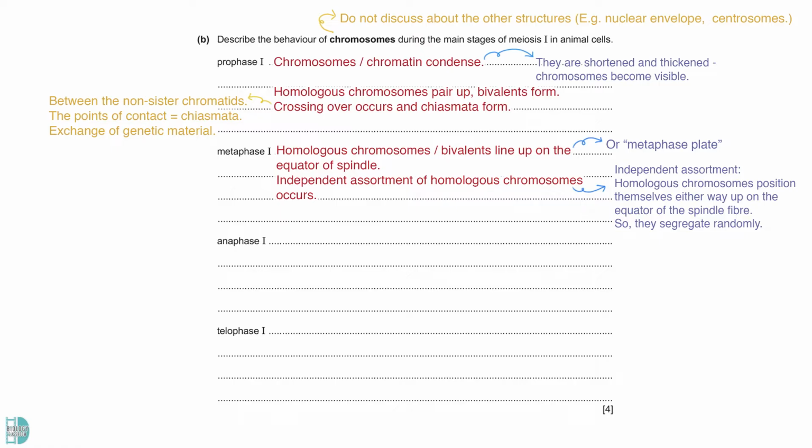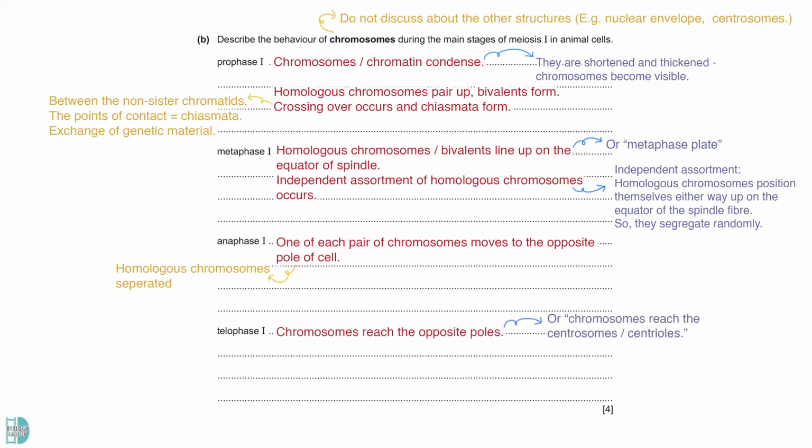so they segregate randomly. The homologous chromosomes will then separate and move to the opposite poles of the cell in anaphase I. In telophase I, the chromosomes reach the opposite poles. This is where you can find the centrosomes. The chromosomes decondense and chromatin forms.